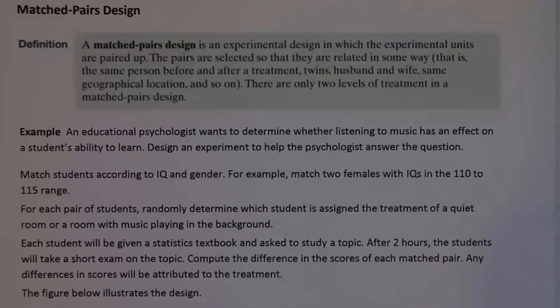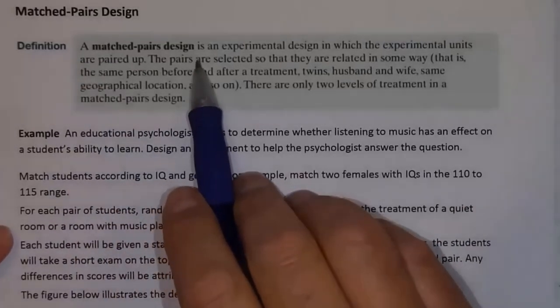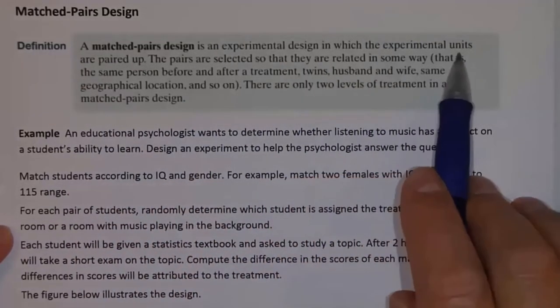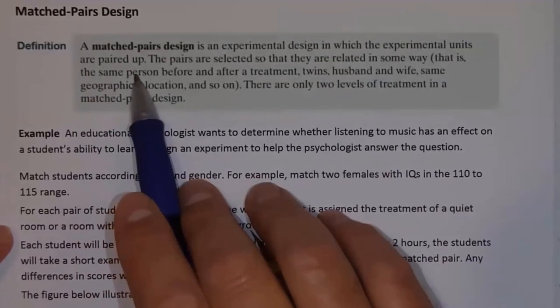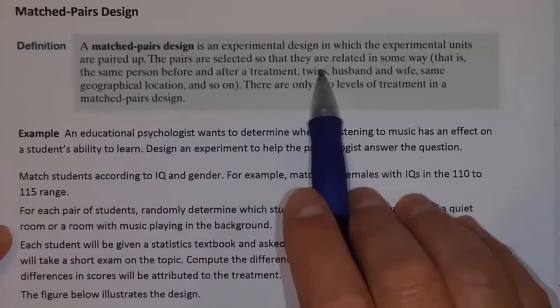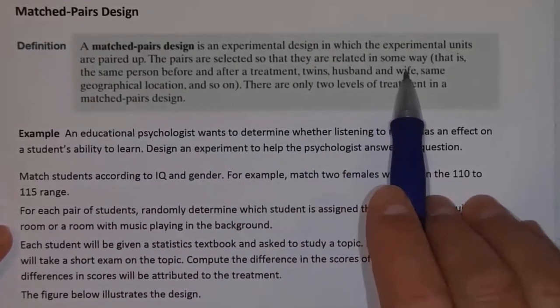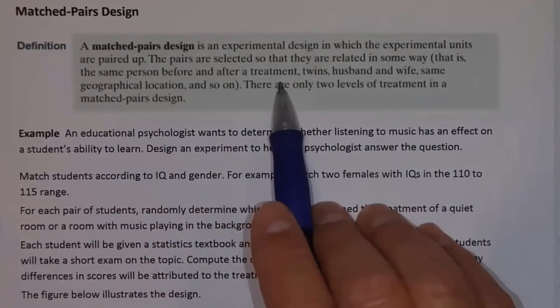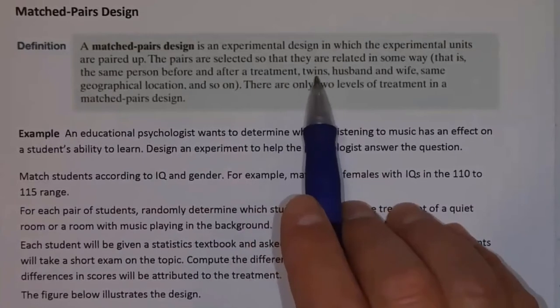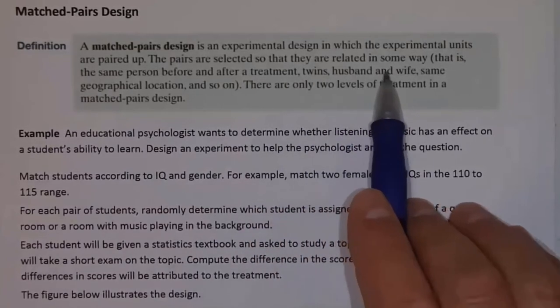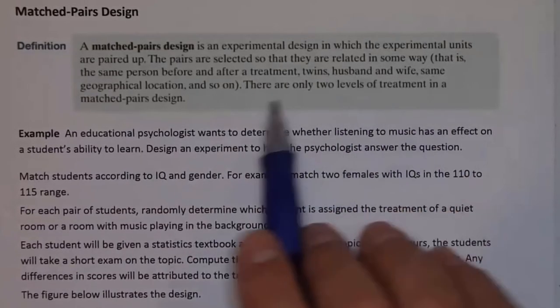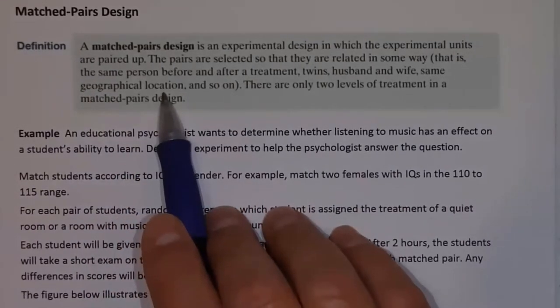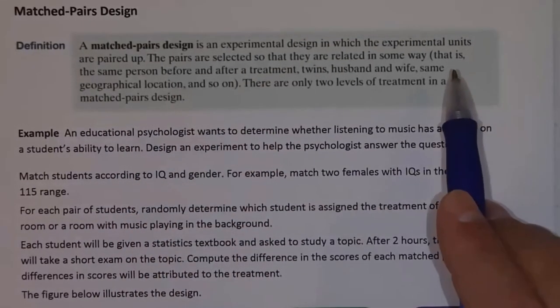So again, it could be that we're matching individuals up, or it could be a before and after kind of scenario. A matched pairs design is an experimental design in which the experimental units are paired up. The pairs are selected so that they are related in some way. That is, it could be the same person before and after treatment, like my cholesterol example. It could be twins. It could be a husband and wife. It could be people from the same geographical location, and so on.